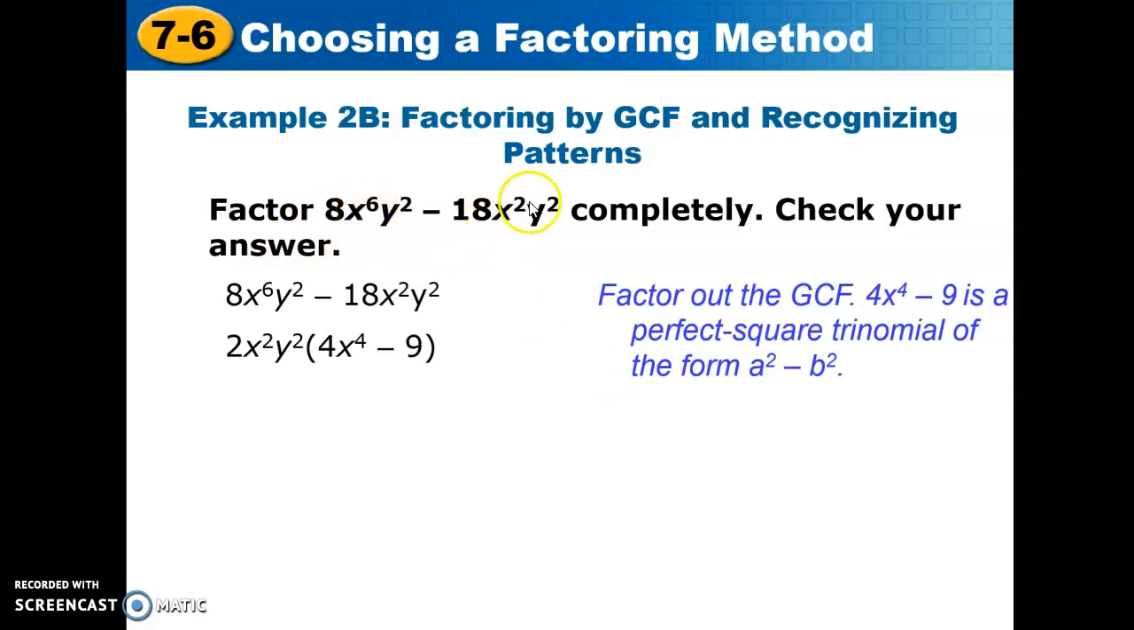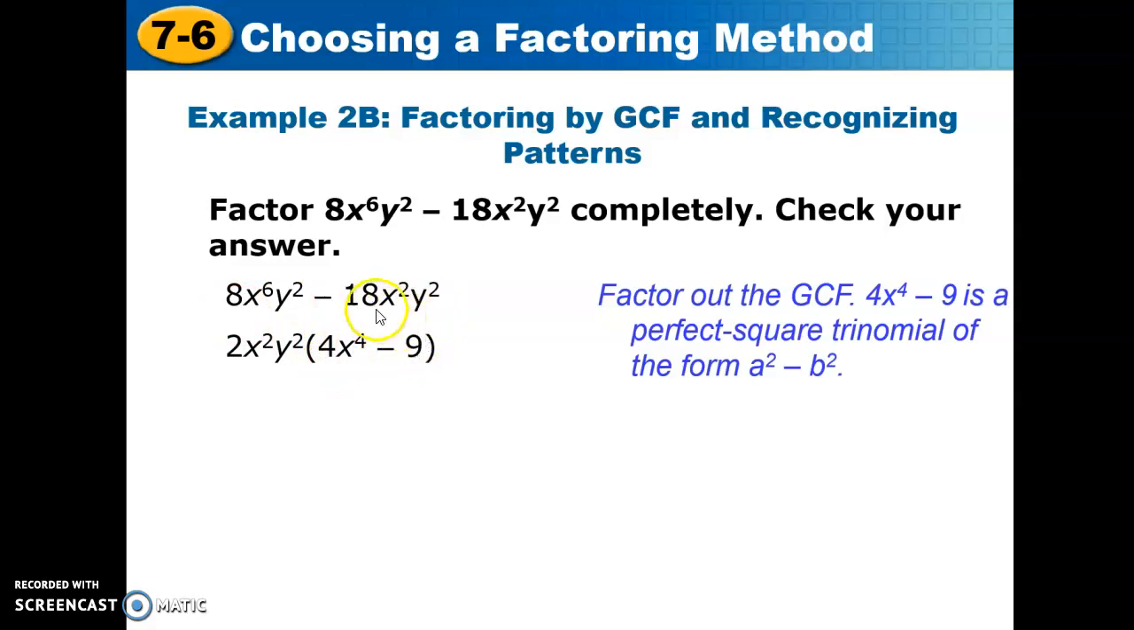X to the 6th and x squared, the smallest number of x's we have is x squared, so that's your GCF. And then a y squared also gets pulled out of there. Okay, so our GCF is 2x squared y squared. That's what this is right here. When we divide these terms by that GCF, we end up with 4x to the 4th minus 9.